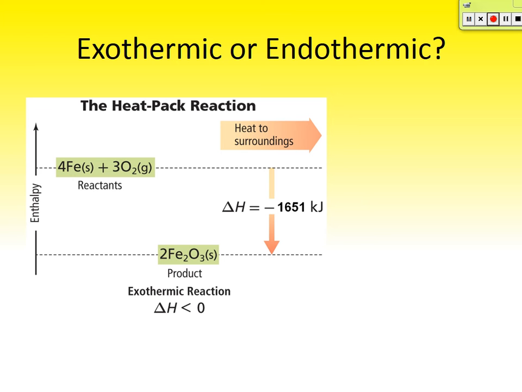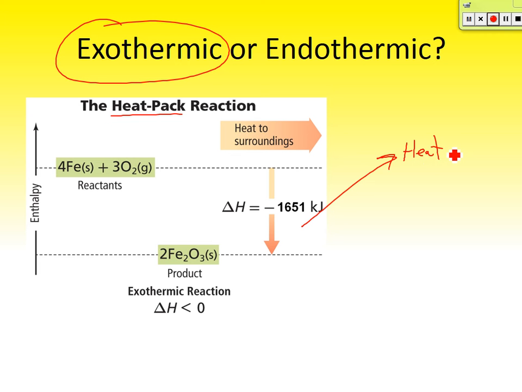Pop quiz. A heat pack kind of gives it away. You're going to make hand warmers next time. Endo or exothermic reaction? It's exothermic, right. How do they get hot? How does it feel warm? Well, it's releasing heat. We can't just destroy that much energy. Heat is being released, and that's what makes it feel hot.